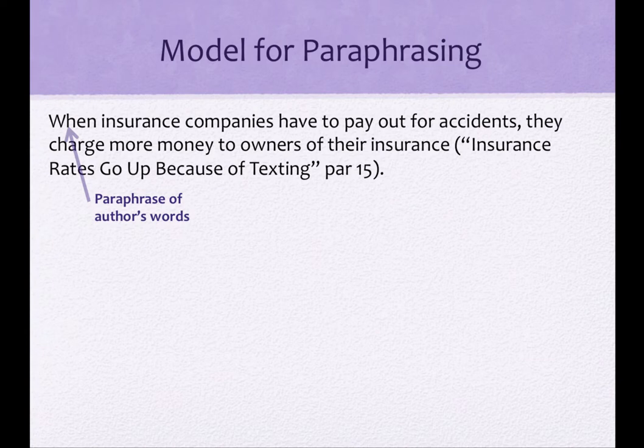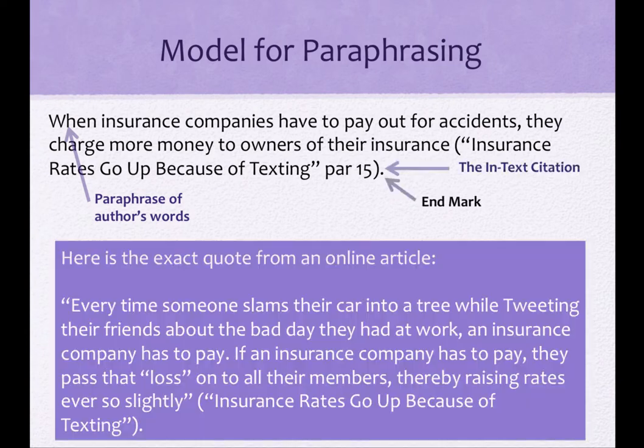What was the original excerpt? Here's the exact quote from the article. "Every time someone slams their car into a tree while tweeting their friends about the bad day they had at work, an insurance company has to pay. If an insurance company has to pay, they pass that loss on to all their members, thereby raising rates ever so slightly." So, if you look at that long quote and look up above, the writer paraphrased it, said the same thing, but reduced the number of words in this case and put it a little bit differently.